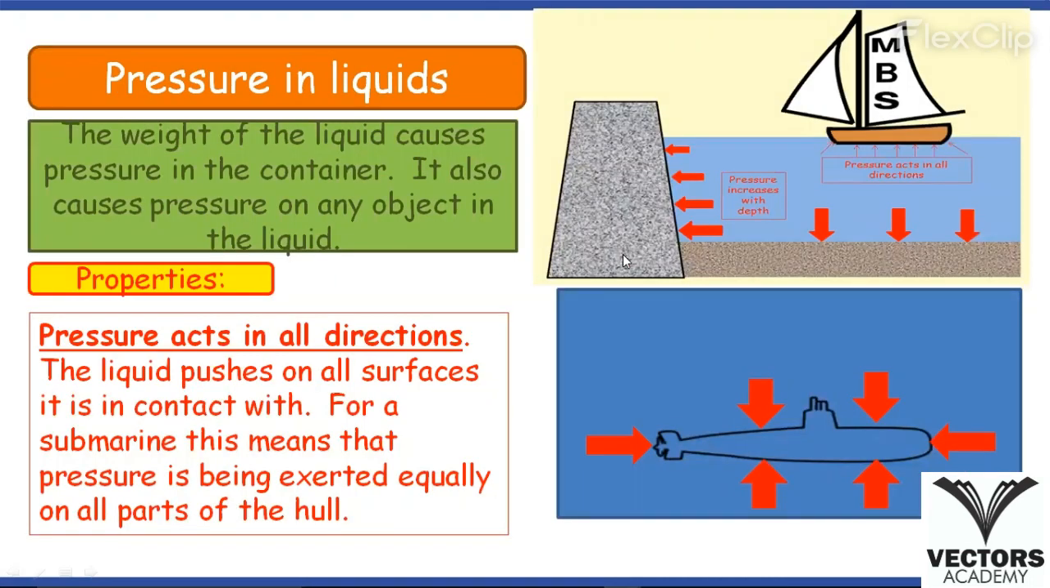Pressure in liquids. The weight of the liquid causes pressure in the container. It also causes pressure on any object in the liquid. Pressure acts in all directions. The liquid pushes on all surfaces it is in contact with. For a submarine, this means that pressure is being exerted equally on all the parts of the hull. As you can see in the diagram, as you go deeper and deeper into the sea, the pressure increases. So in liquids, pressure increases with depth.